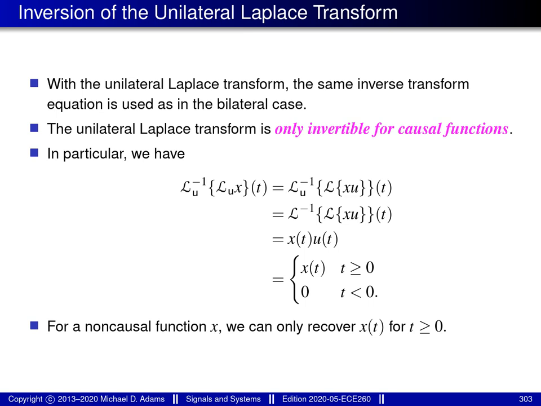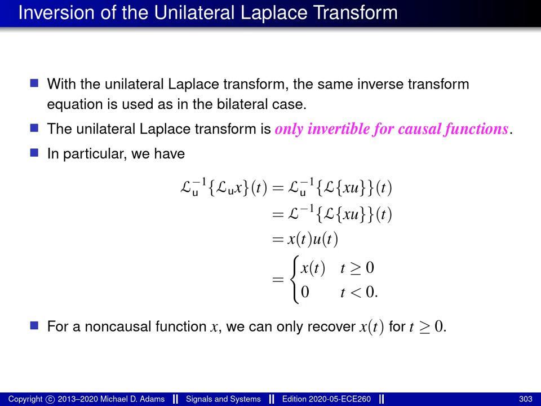The unilateral Laplace transform uses the same formula for inversion as the bilateral case. Unlike the bilateral Laplace transform, however, the unilateral Laplace transform is only invertible if we restrict the functions for which we take the Laplace transform to be causal. This follows from the fact that the formula for the unilateral Laplace transform of a function little x does not depend on the value of little x of t for t less than 0.